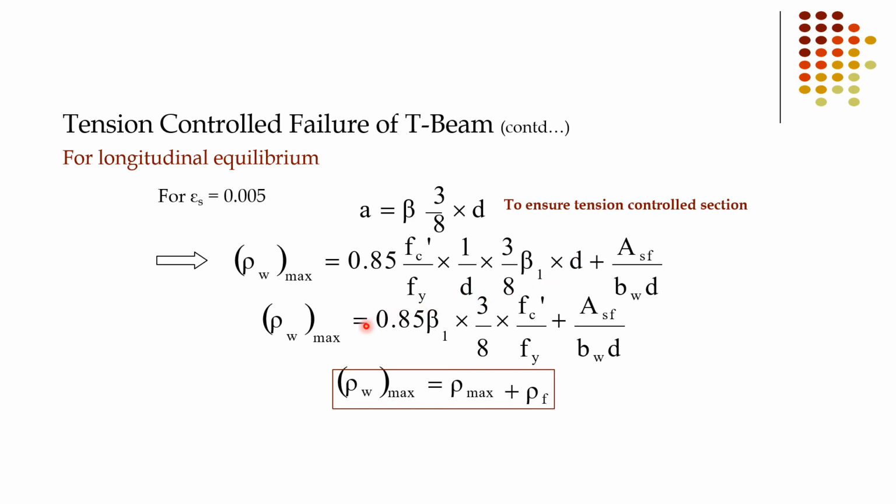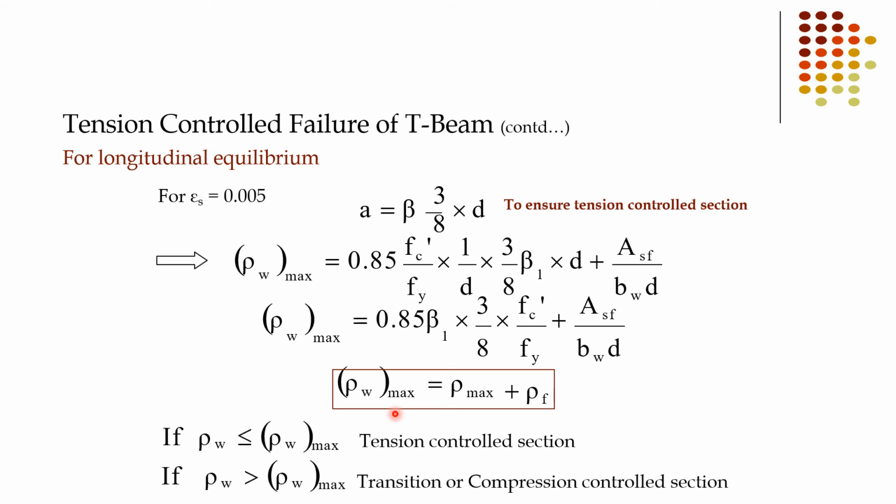d will be cancelled out. The remaining part will be 0.85 beta 1 times 3 by 8 times Fc prime over Fy. This is the same as rho max for a singly reinforced beam. The only difference is Asf over bw d, that is rho f. So that's how rho w max is calculated for a T-beam.